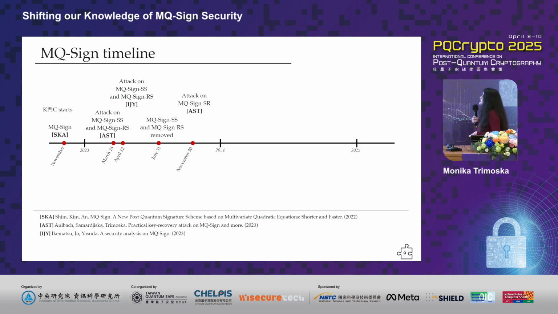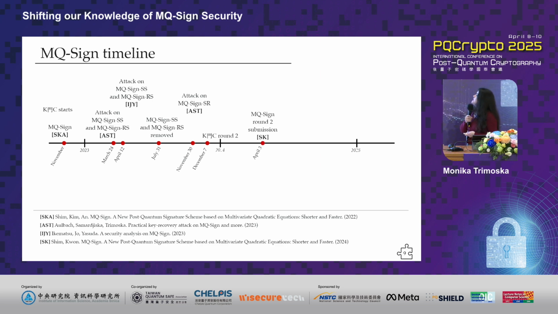Okay, and then we also managed to attack the other structured variant, the one that has sparseness in the vinegar part. And eventually, MQSign went to the second round of the competition, and they had a new design, a new proposal. They had this other submission, and again, the second author changed there, so now it's Shim and Kwon. And I'm going to talk about this variant today and what we did to attack it.